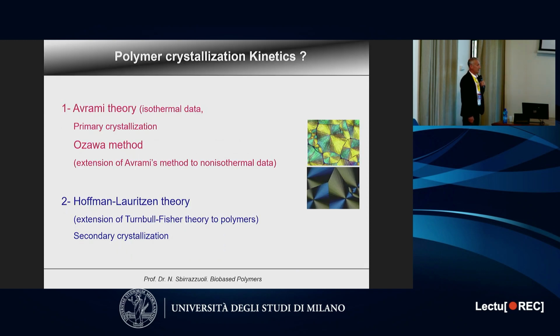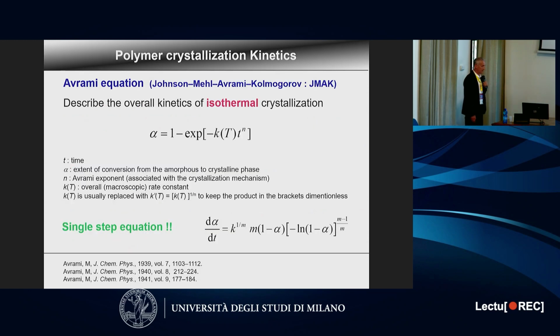What about polymer crystallization kinetics? You probably all know the Avrami theory, which was developed for primary crystallization. And another theory is the Hoffman-Lauritzen theory, which I use in my study, that corresponds to secondary crystallization. So why do I not use the Avrami equation?